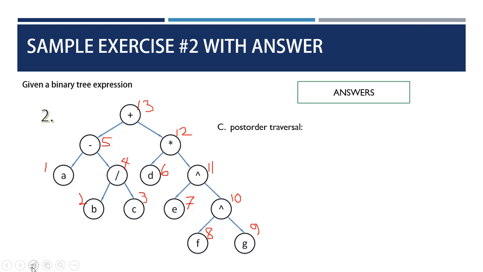So let's check. Our answer is A, B, C divided by minus. Then we have D, E, F, G. Then you have caret, asterisk, plus. So that's it. That is our post-order traversal.